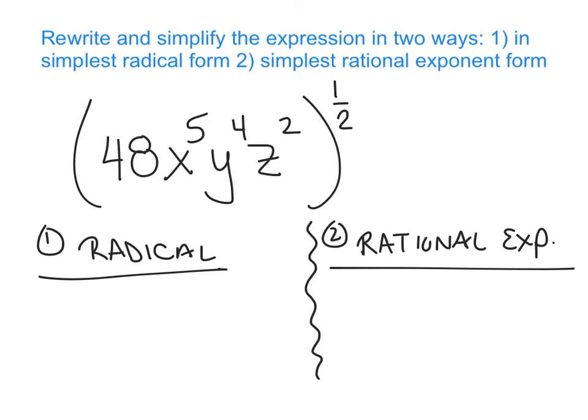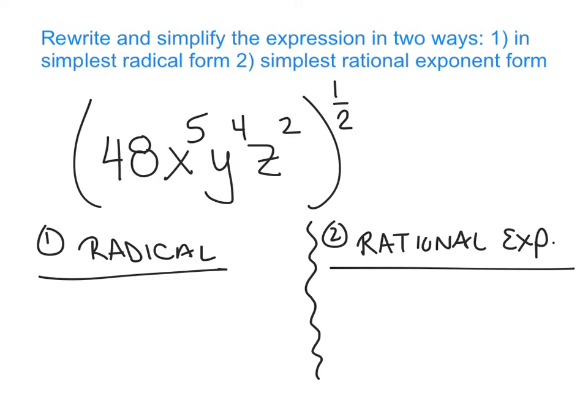All right, so time for some new stuff. Rewrite and simplify the expression in two ways. One, in simplest radical form, and two, in simplest rational exponent form. Okay, now believe it or not, you've already done this before. Well, you've done half of it before, the radical form. And we're actually, I think, pretty good at it. So it's just written a different way.